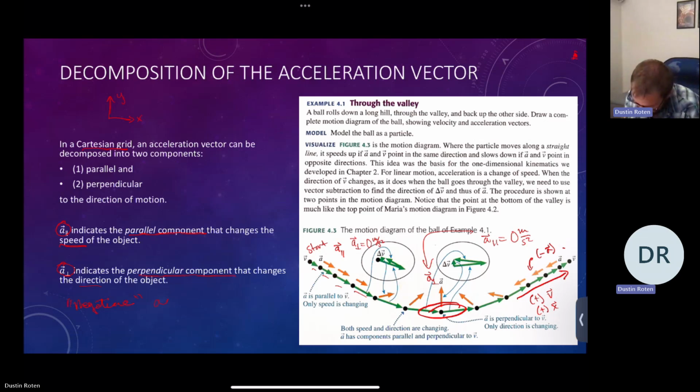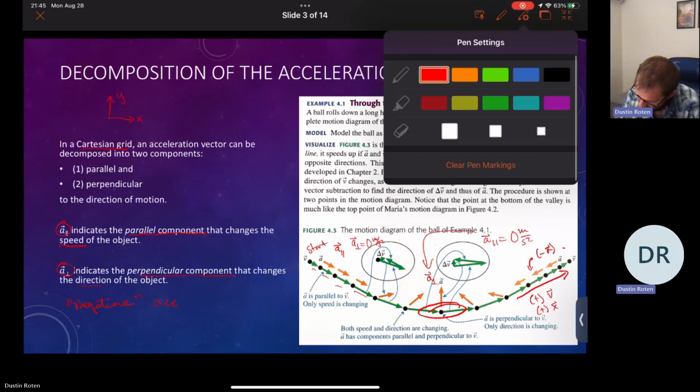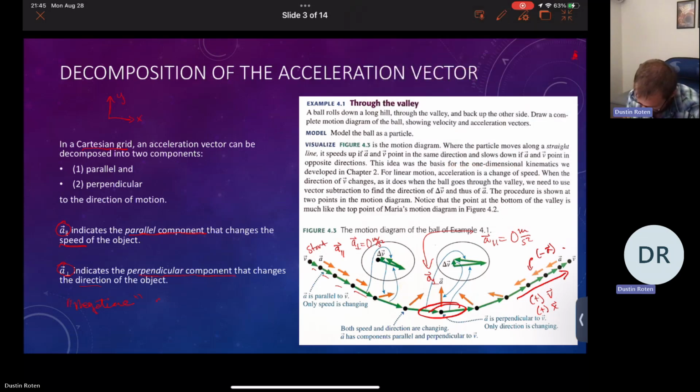So negative acceleration. Ooh, you know what? I'm going to abbreviate and make our lives a little easier. So negative acceleration may point opposite to the motion when an object slows down. All right.